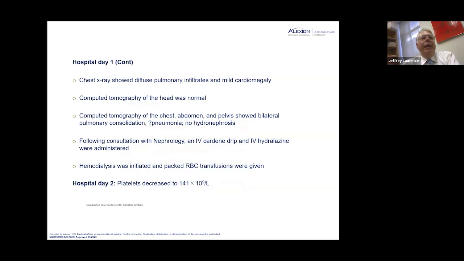They did a CT of the head because of his auras. They were normal. CT of the chest, they said, could this be a pneumonia? Following consultation with nephrology, they started a cardene drip and hydralazine. Hemodialysis was initiated. He got a couple of packed red cell infusions. On the next day, the platelets decreased from 270 to 140. So we have this 25% decrease from baseline.